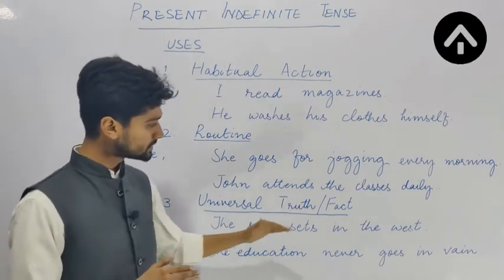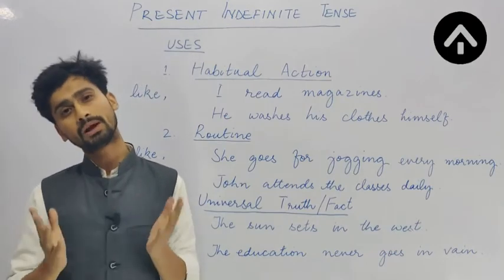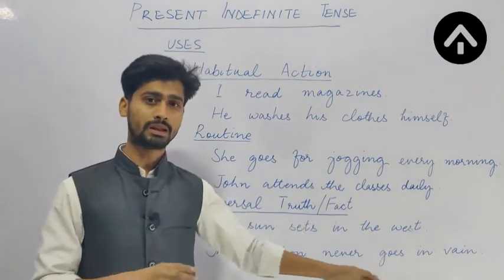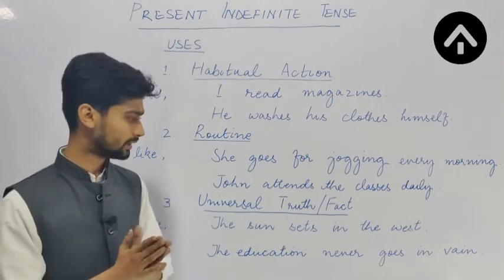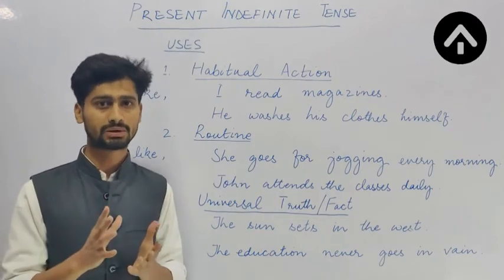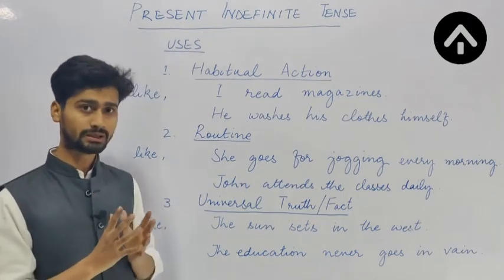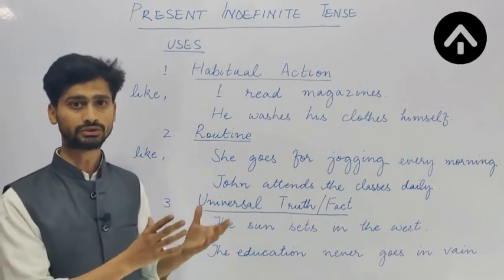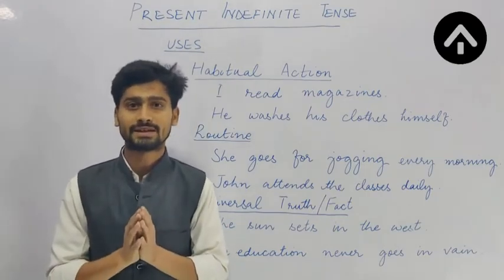Second: education never goes in vain. This is also a universal truth. Everybody will accept that education never goes in vain. In vain means it is never wasted. Whatever you perceive, if you are an educated person, it is going to help you at any stage of life. So education is something that is never wasted. This is also an example of a universal truth or a universal fact. So these are the different uses of present indefinite tense.